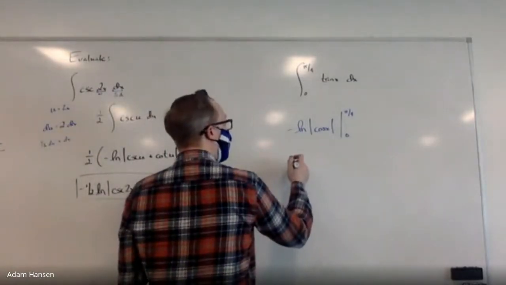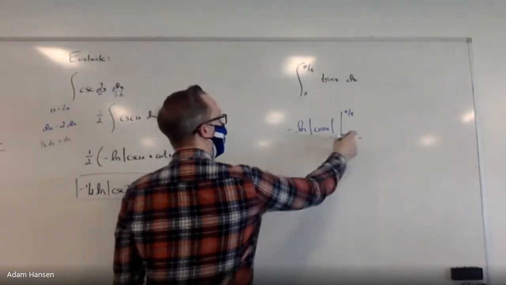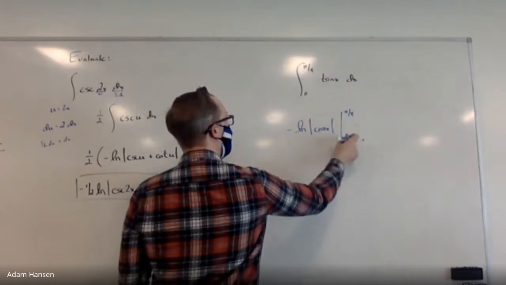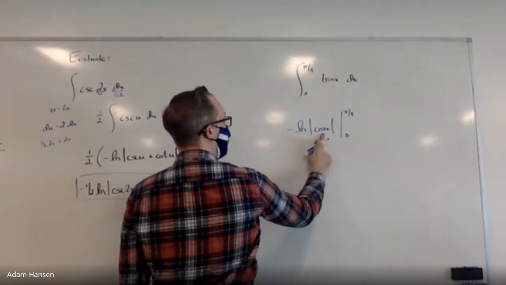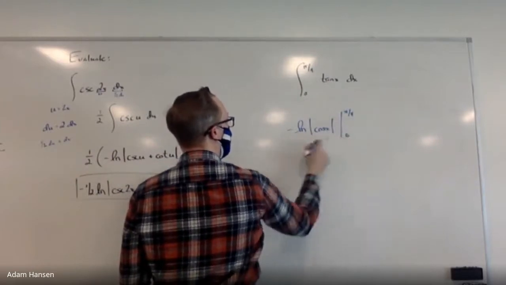So evaluating our antiderivative using our upper and lower bounds. Antiderivative of tangent is negative natural log of the absolute value of cosine x. So now we're going to plug in pi over 4 and 0.